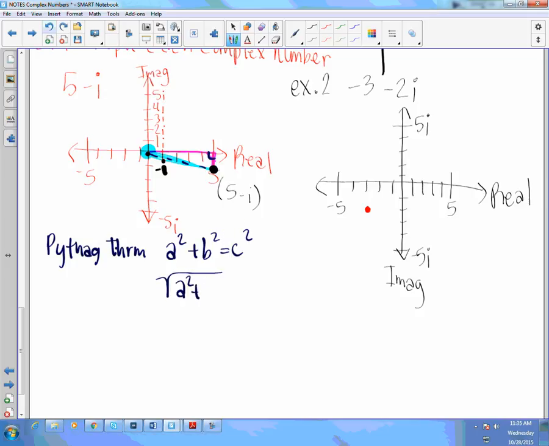So I get the square root of A squared plus B squared, correct? When you take the square root, what you're actually finding is the distance from the origin to that point. So that is actually the distance formula.